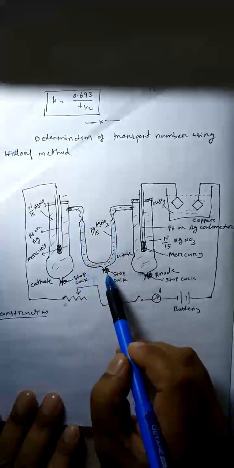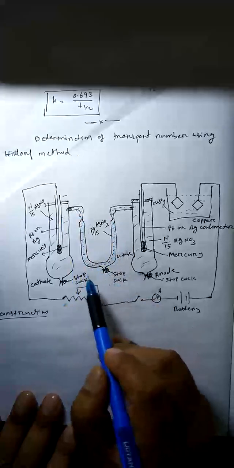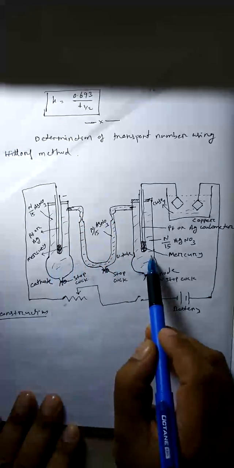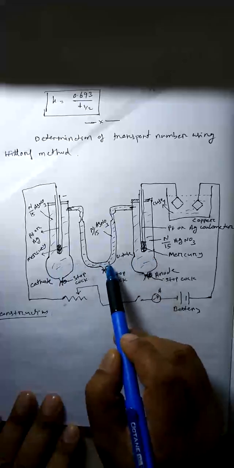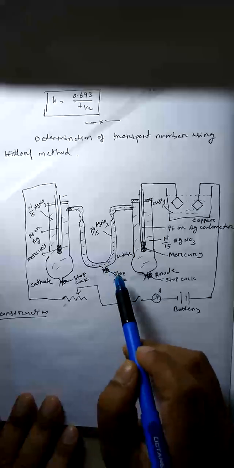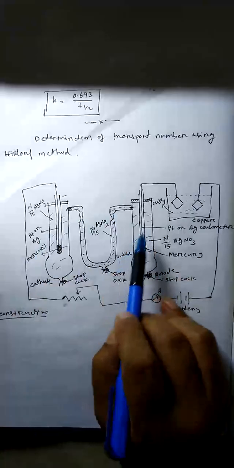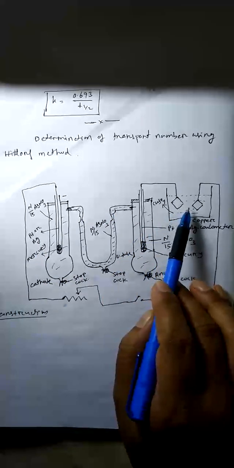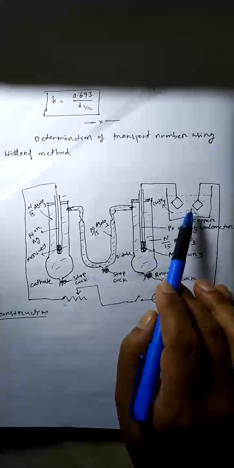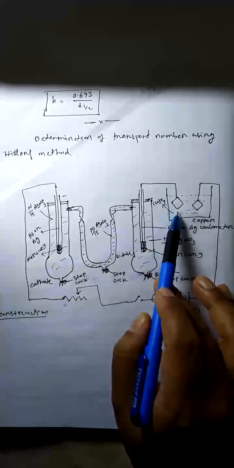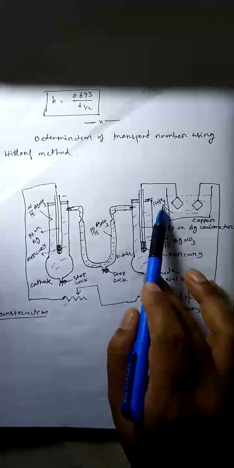The U tube also has a stopcock. The cathode contains N/15 silver nitrate, the anode also contains N/15 silver nitrate, and the U tube contains the same concentration of silver nitrate, N/15. The entire apparatus is connected with a coulometer. This is the fourth section, the copper coulometer, which contains copper sulfate solution as electrolyte.